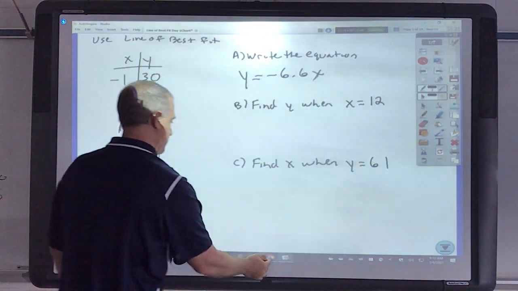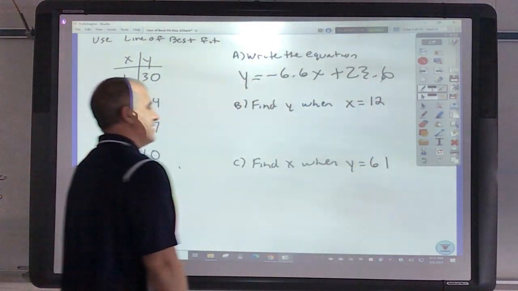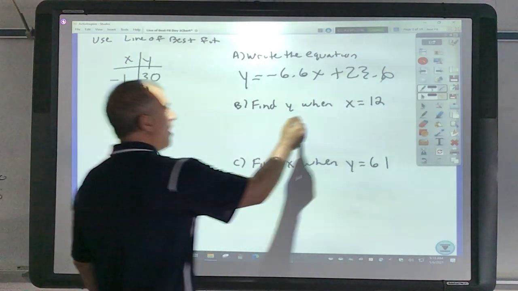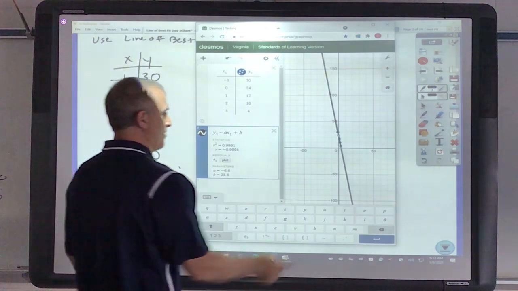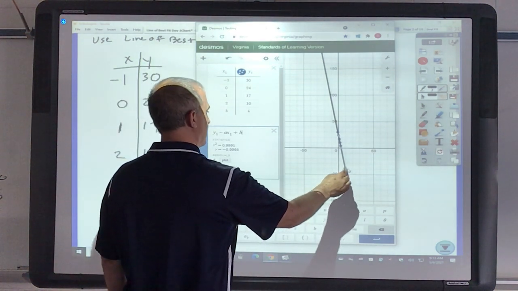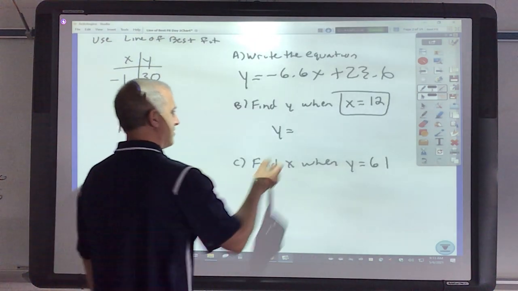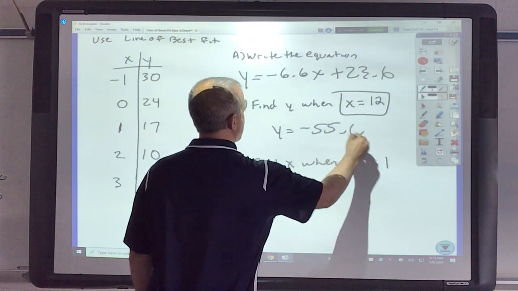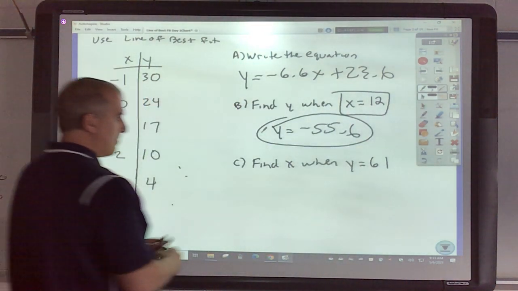y equals -6.6x plus 23.6. Now this next one says find y when x is 12. So what I always want to do is drag this thing till x is 12. That's -55.6. So you just got to drag, and it might be hard to see with my hand there, but just want to drag that to that point.